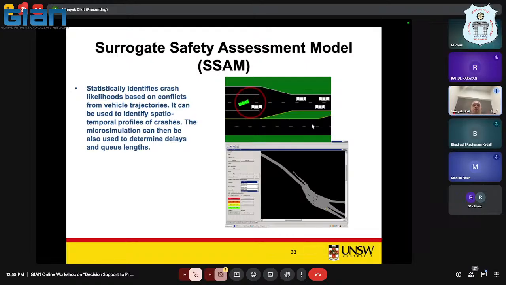In these simulation models, there is something called the surrogate safety assessment model. In the micro simulation, you can actually get conflicts. These surrogates are how hard did people decelerate, how many times did people decelerate, and where do they decelerate? How close did they come? There's something called post-encroachment time. And so you can use a lot of these surrogate tools to understand the likelihood of crashes.